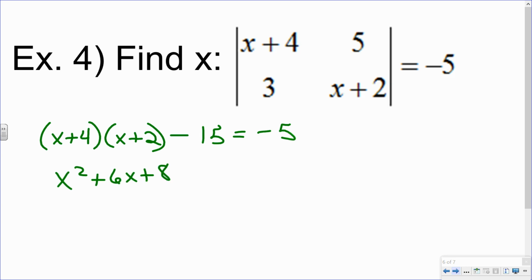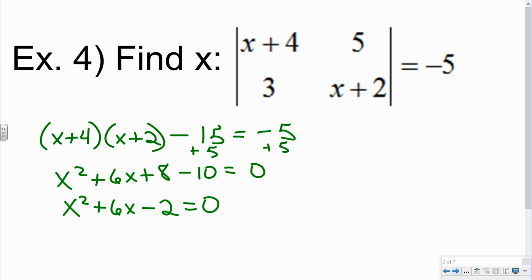And I know I'm going to have, since it's a quadratic, I need to get it equal 0. So I'm going to go ahead and bring the 5 over so that I have minus 10. So now I've got x squared plus 6x minus 2 equals 0. So I have this quadratic, which means I need to factor, complete the square, or use the quadratic formula to be able to solve it. So factoring's easiest, so let's take a look and see, do we think it's factorable? Multiply to be negative 2 and add to be 6? No.